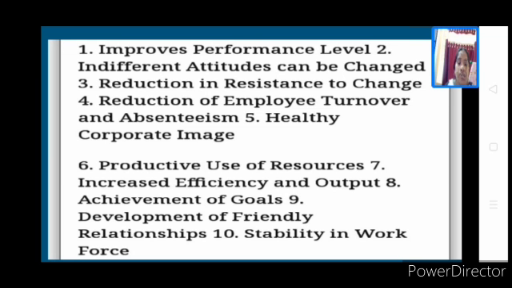The importance of motivation can be understood with the following points: it improves performance level, indifferent attitudes can be changed, reduction in resistance to change, reduction of employee turnover and absenteeism, healthy corporate image, productive use of resources, increased efficiency and output, achievement of goals, development of friendly relationships, and lastly stability in workforce. If all these things are understood by a manager, he can use an appropriate motivation tool in order to motivate the different types of employees present in an organization.